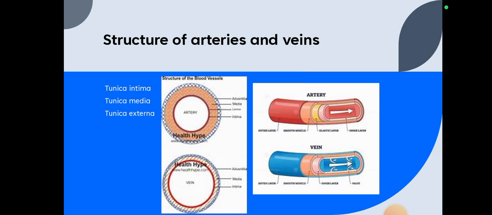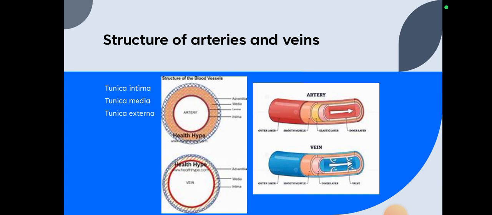The next one is structure of arteries and veins. Now you can see in the first diagram, although it's not visible so much, but as you can see, in the first diagram in red color, it is artery, and in blue color it is vein. In red color we have a smooth muscle outer layer, then elastic fiber, then inner layer, then the blood goes through that. So that is artery.